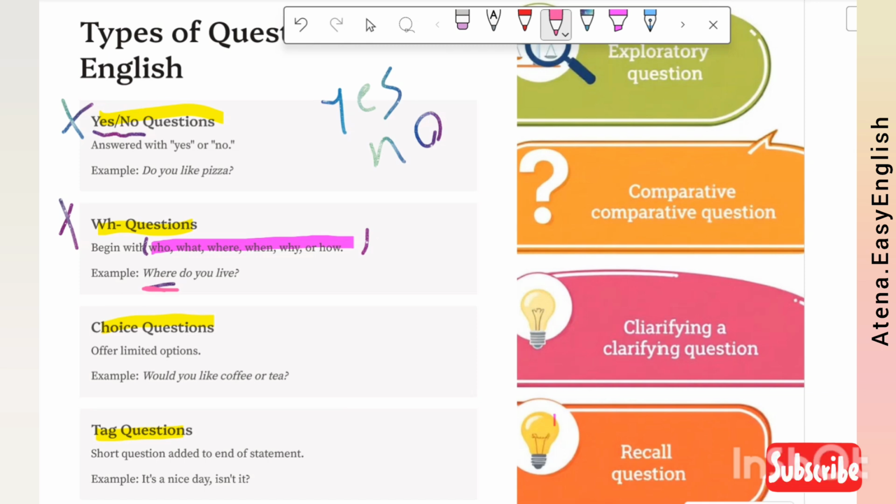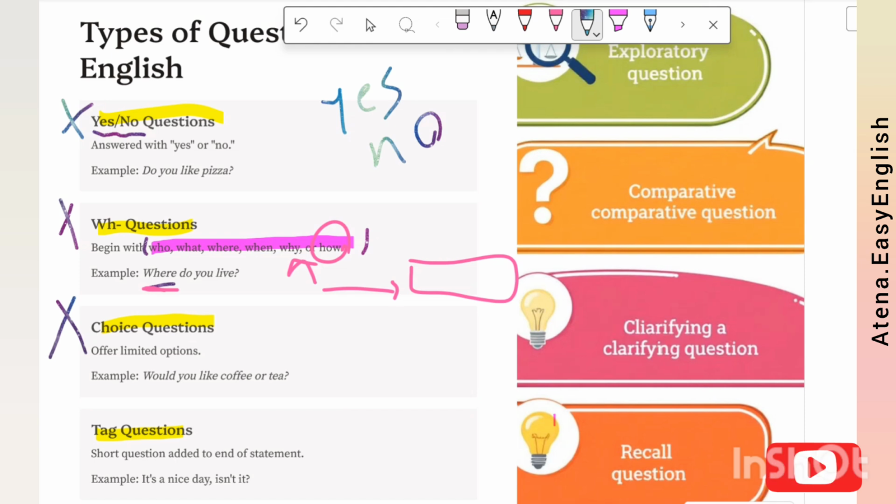When is about the time, when your class starts. When do you have an exam? When do you go to the cinema? And why is when you want to ask for a reason. Why do you like cinema? I like it because... So for the questions that are asked with why, in the answer you have because. Or how? How are you? How do you feel these days? How is your mother? Very nice.